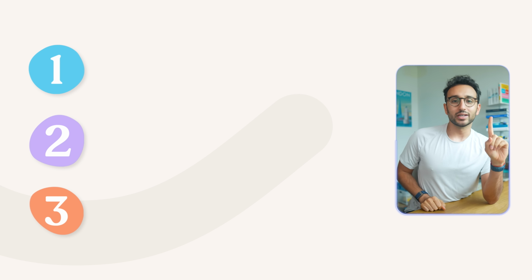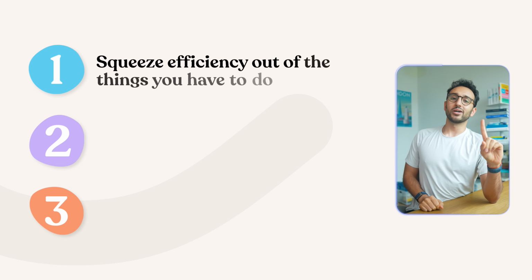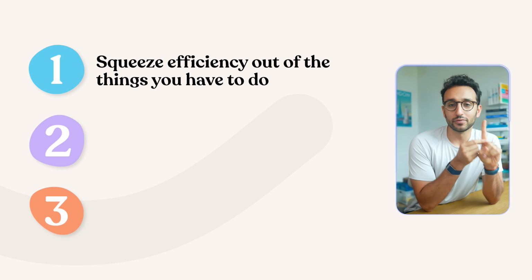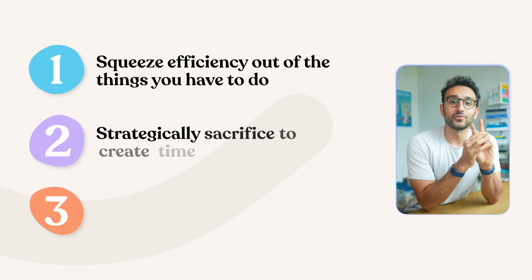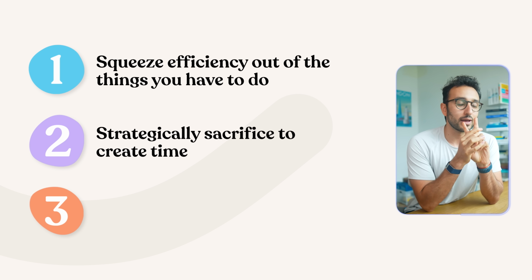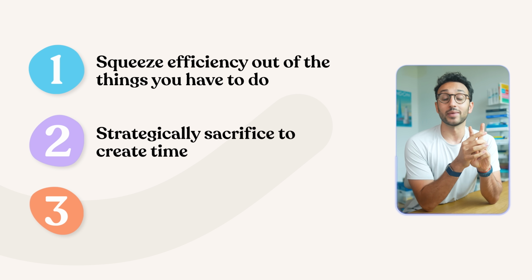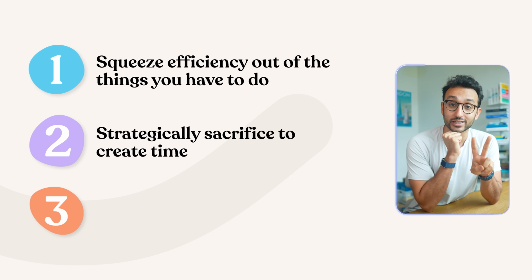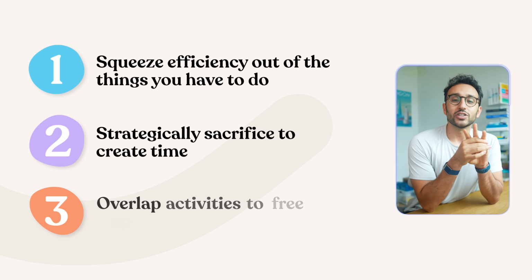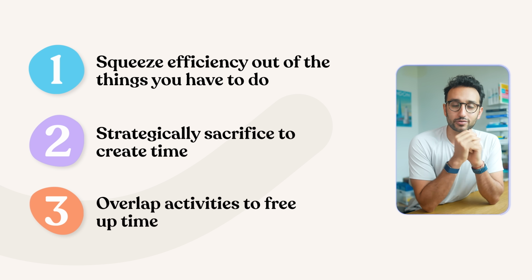Just 3 things. Thing number 1 is that you need to squeeze a bunch of extra efficiency out of all of the things you have to do. And I will show you exactly how I did that in just a moment. Thing number 2 is that you have to strategically sacrifice a bunch of different things so that you can make time for other stuff. And again, I will show you what I strategically sacrificed. And thing number 3 is that it is possible to double dip on some of these 168 hours.